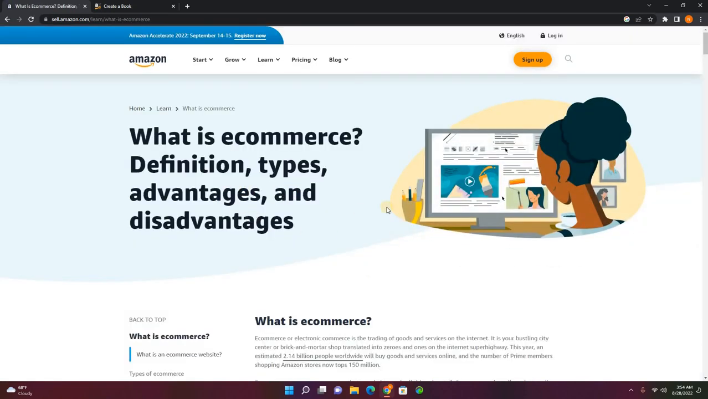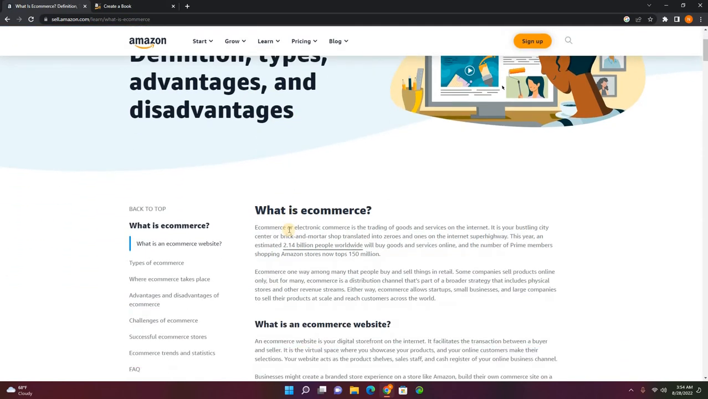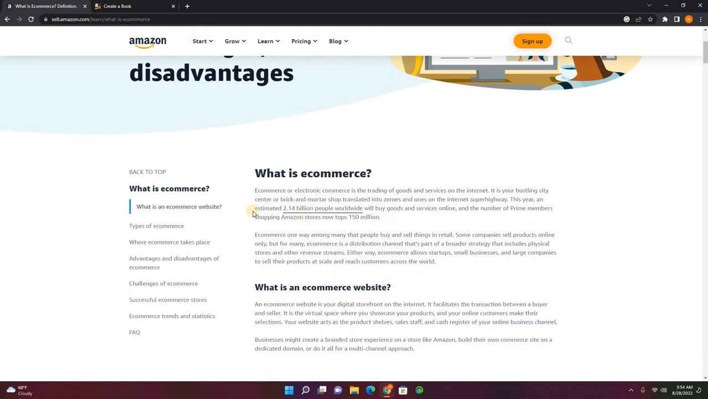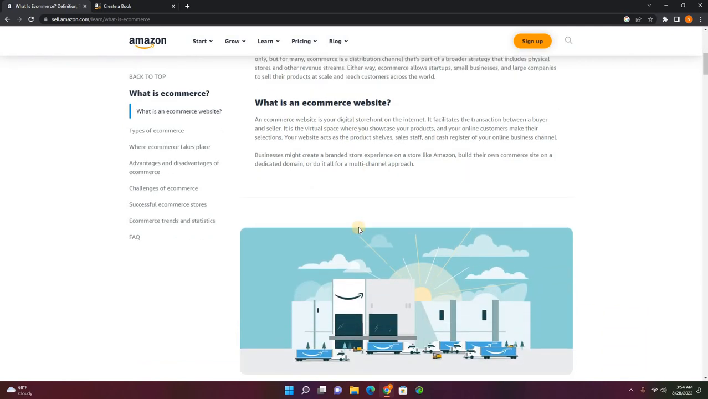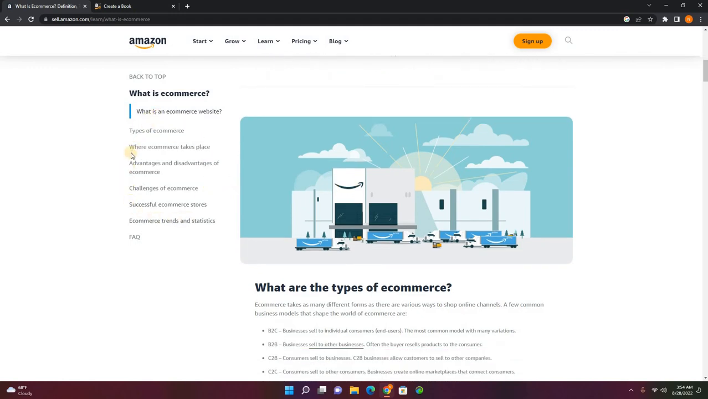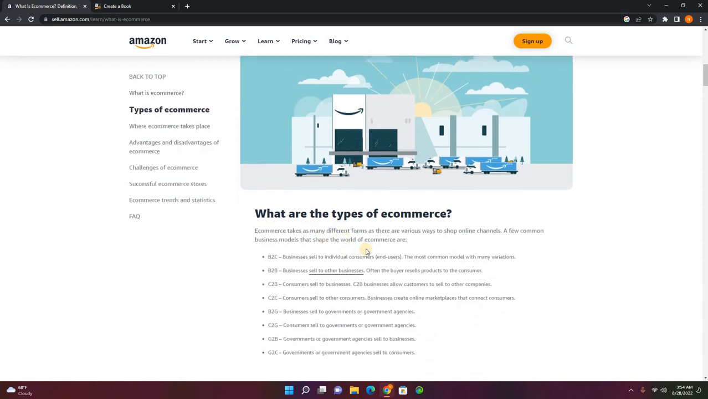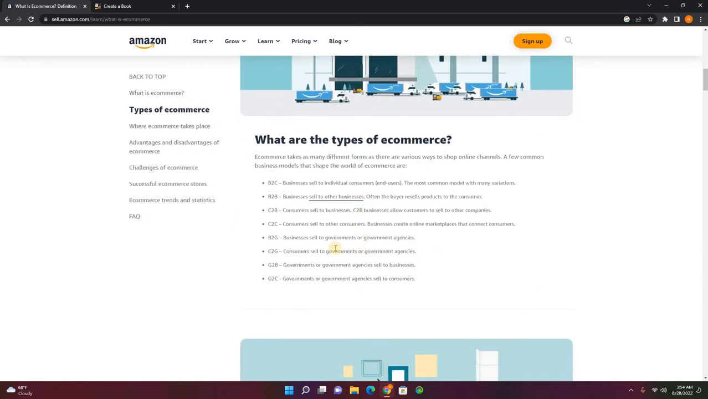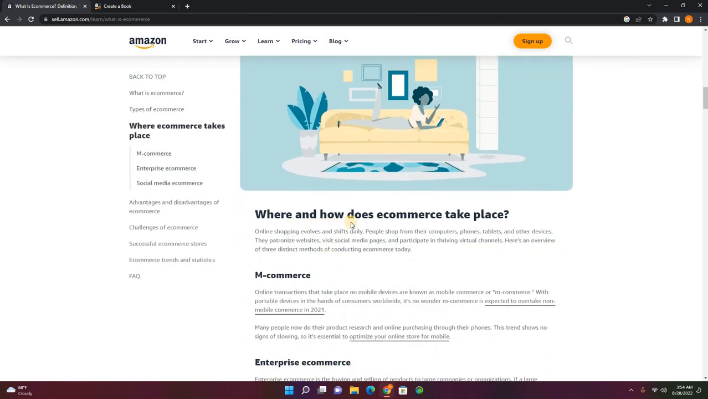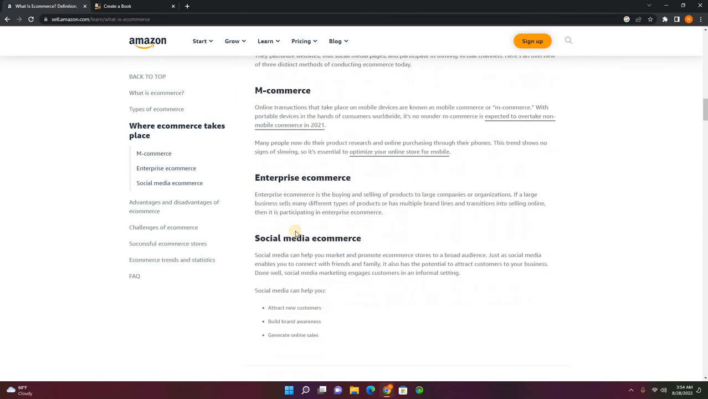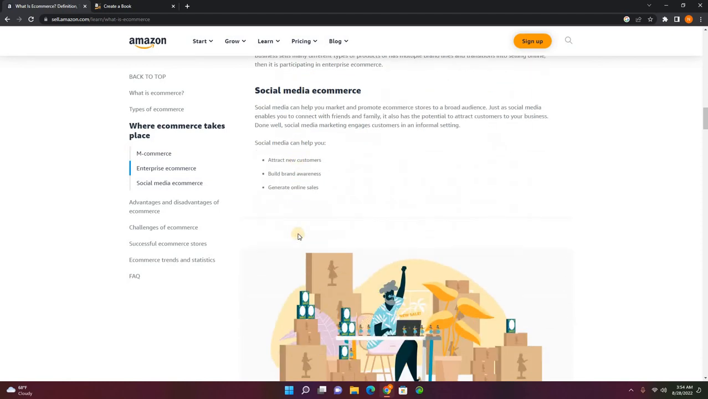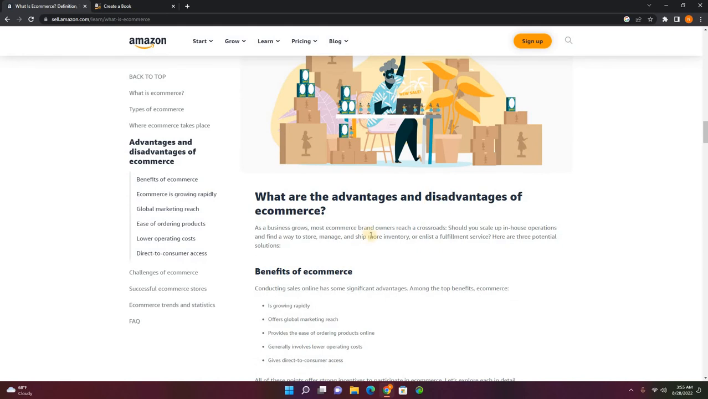What is e-commerce? Okay, this topic is very good for you: the types, advantages and disadvantages. What is e-commerce? What is an e-commerce website? This type of question we will discuss right now. What are the types of e-commerce? Where and how does e-commerce take place? M-commerce. What are the advantages, disadvantages, and benefits?